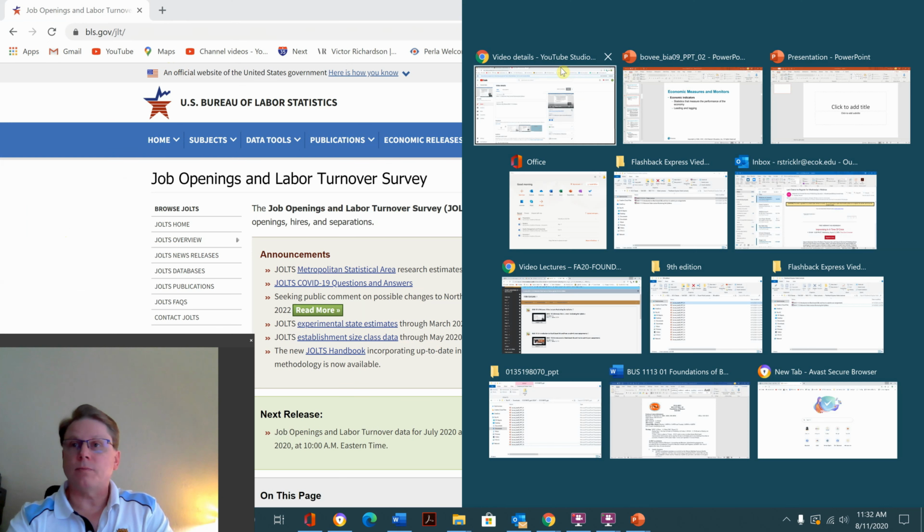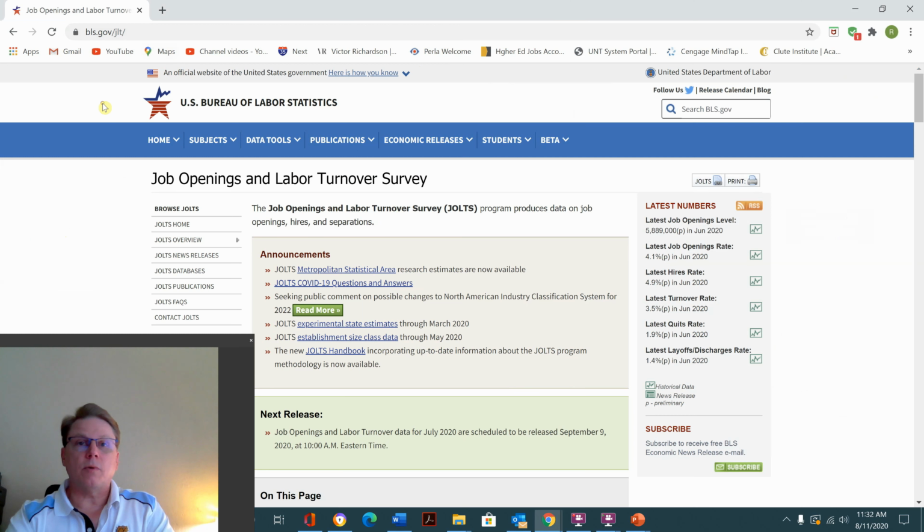Is the JOLT report. So the JOLT report stands for Job Openings and Labor Turnover Survey. So JOLTS, actually, it's plural. And that comes out once a month. And it says how many job openings there are and how many people left their job either voluntarily or involuntarily the previous month. And that gives you an economic indicator of how the job market is.